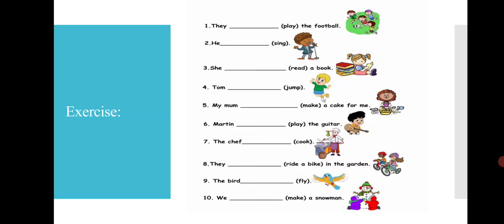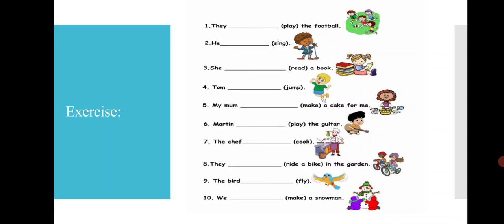Fifth example is my mom dash a cake for me. The bracketed verb is make. My mom makes a cake for me. This is a simple present tense. My mom is making a cake is a continuous form. My mom has made is the perfect form. My mom has been making is an example for perfect continuous tense.